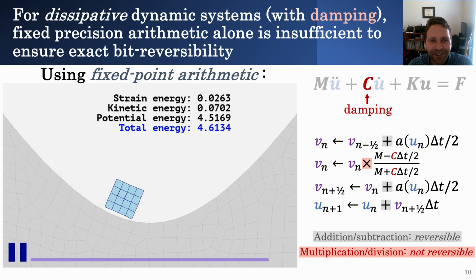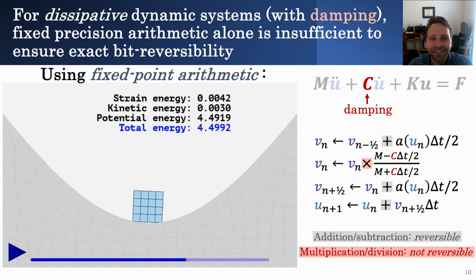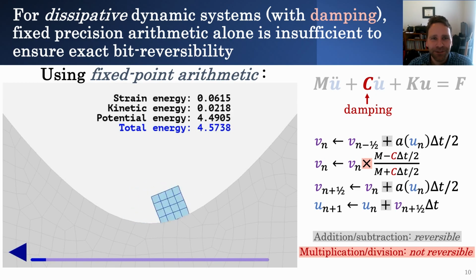So what the heck is going on? I'm using fixed point arithmetic, that whole concept that was applied in those different contexts, but I'm not getting back the original solution. Why is that? Why do I not recover the original solution?